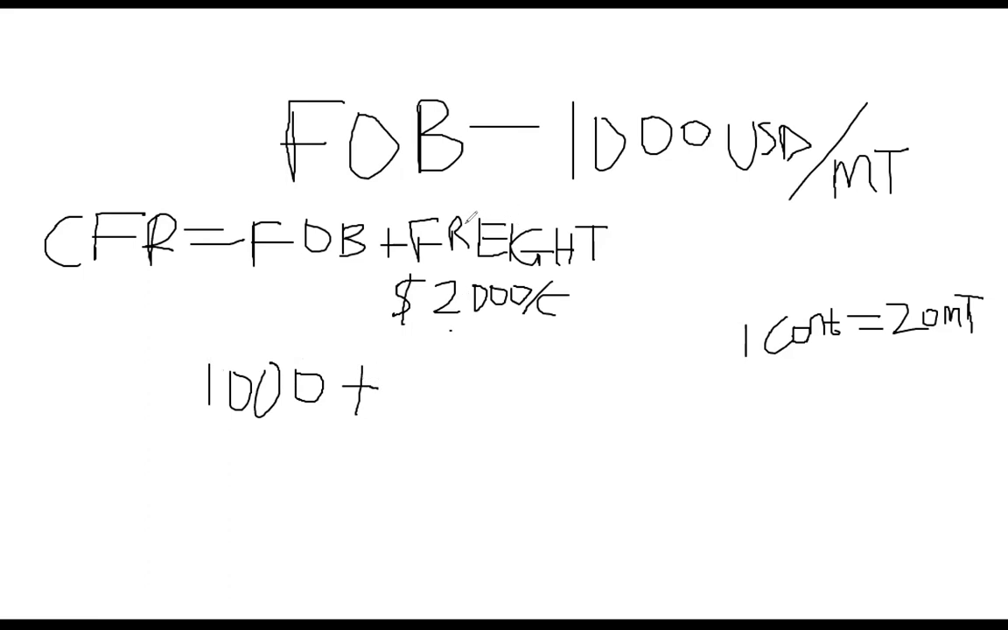I need to calculate the freight charge per metric ton. If a 20-foot container carrying 20 tons is to be transported to China at the rate of $2,000, what will be the cost of transporting 1 metric ton? If 20 tons equals $2,000, this is secondary school mathematics, 1 ton is equal to 2,000 over 20. That would be $100. So my CFR price per metric ton is equal to $1,100.